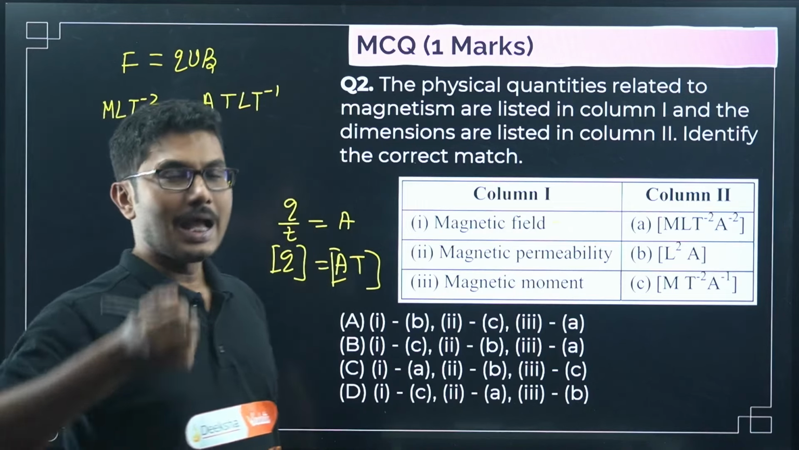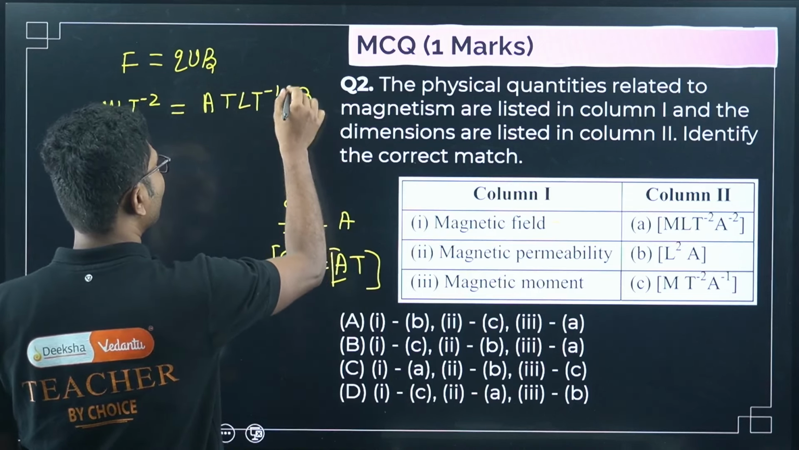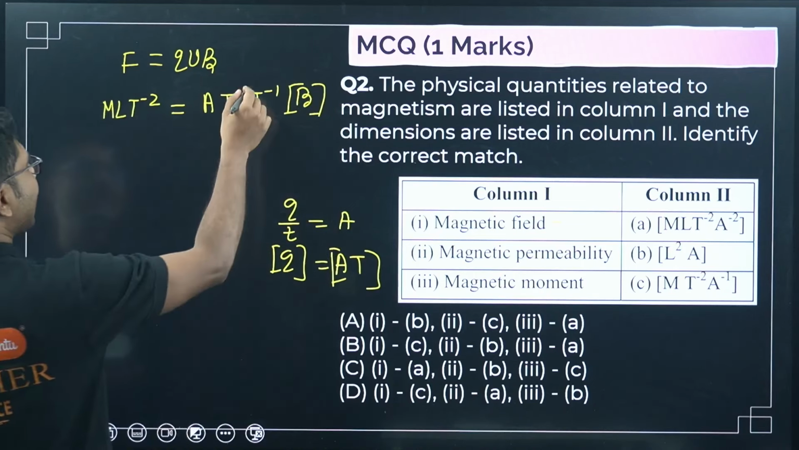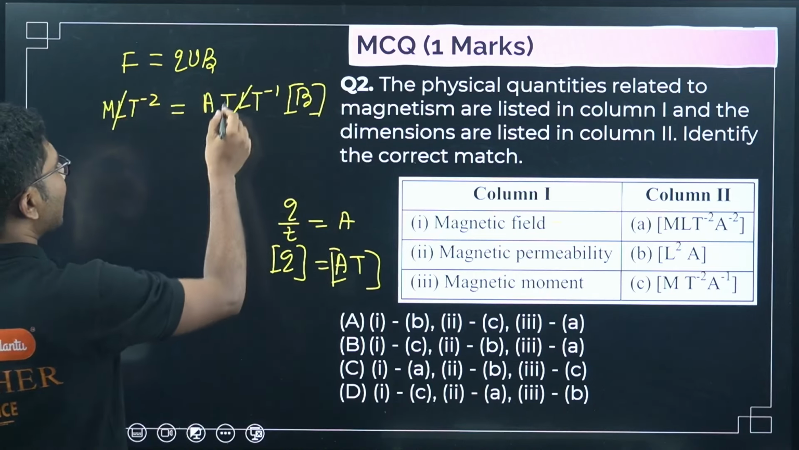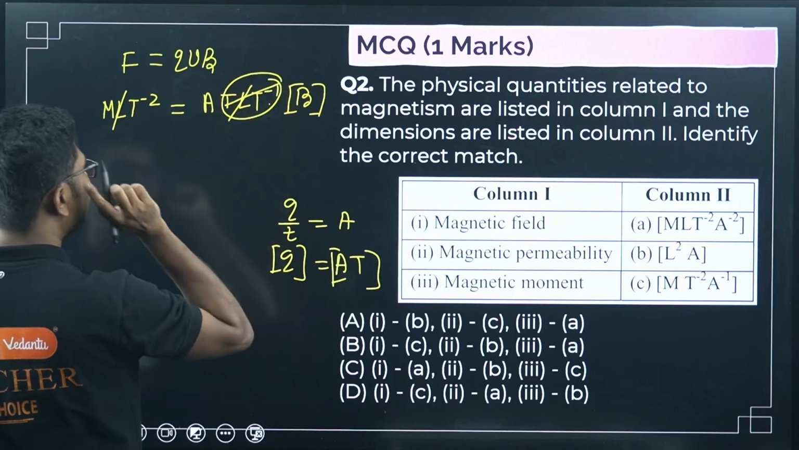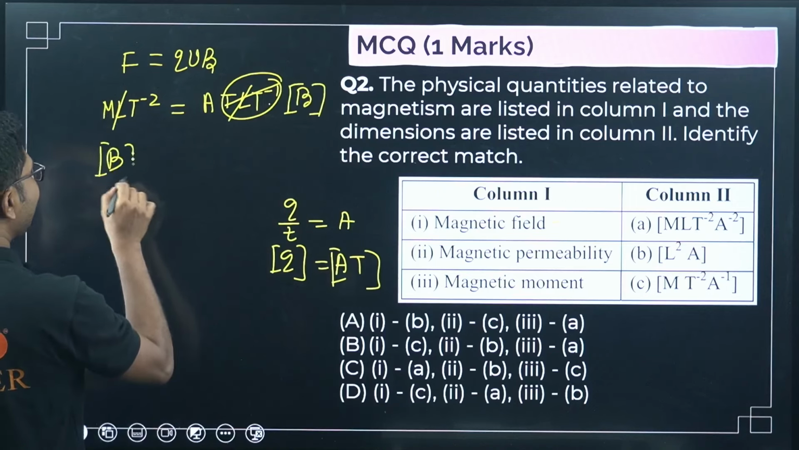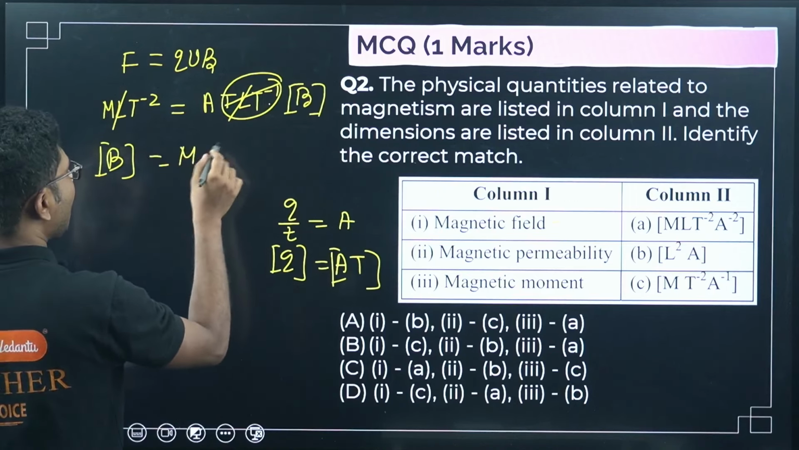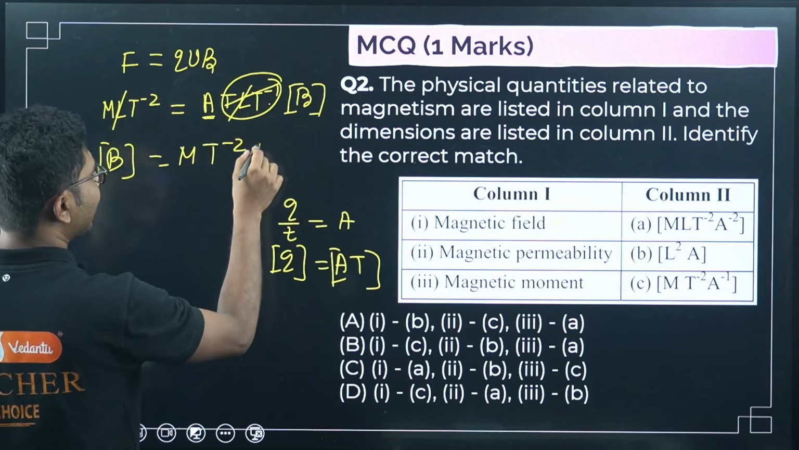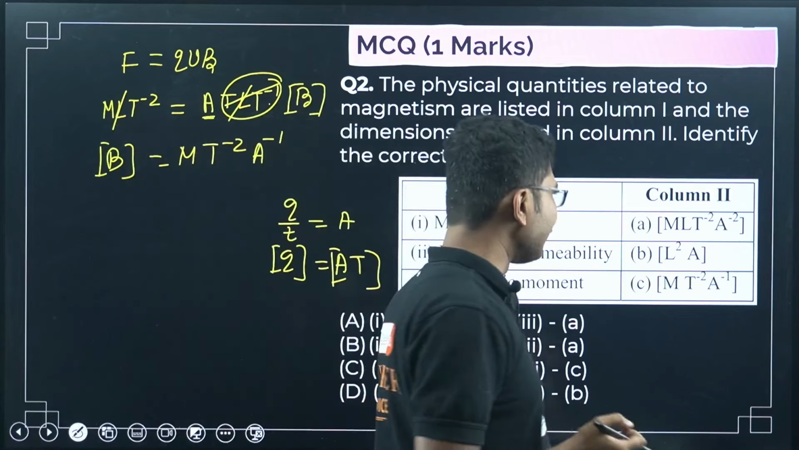So meter is L, per second is T, and B's dimension we are trying to find, so we are keeping this B separated, right? Now from this side you can cancel, L cancels. Now T to the power minus 1, so these two will cancel automatically. So we can say that the dimension for B is nothing but M T to the power minus 2, and this A will go to the other side, A to the power minus 1. Okay, now let's see which one is correct.